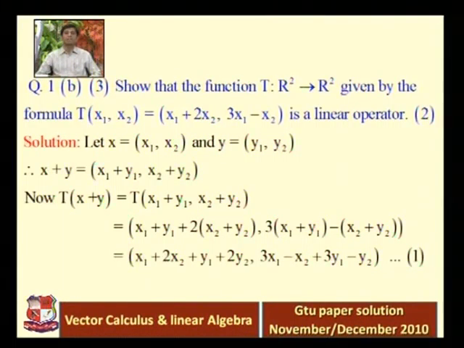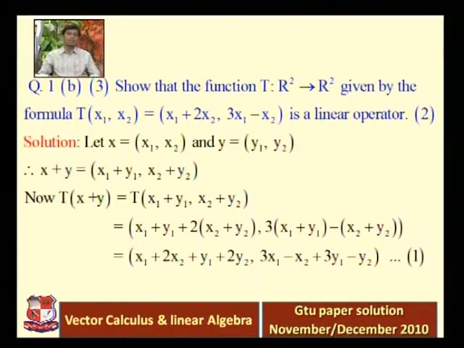Now we use the definition of the transformation, which is already given: T(x1, x2) = (x1 + 2x2, 3x1 - x2). Try to understand this definition with this logic: x1 is the first coordinate and x2 is the second coordinate, right? So T(x1, x2) is equal to the first coordinate plus 2 times the second coordinate, comma, 3 times the first coordinate minus the second coordinate, right?